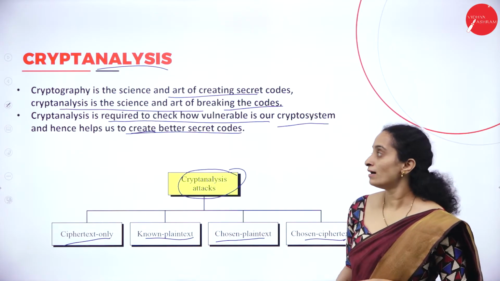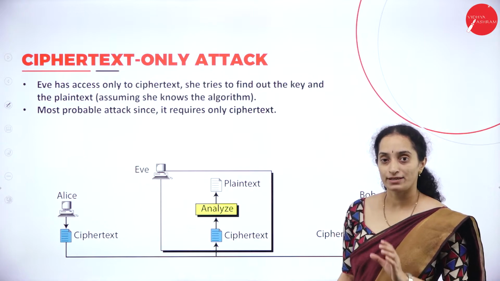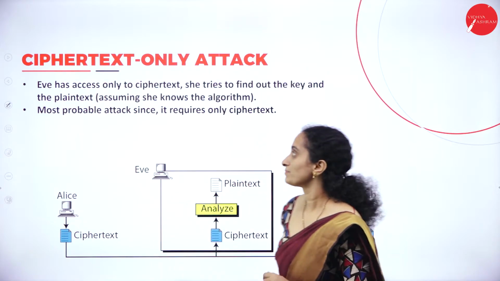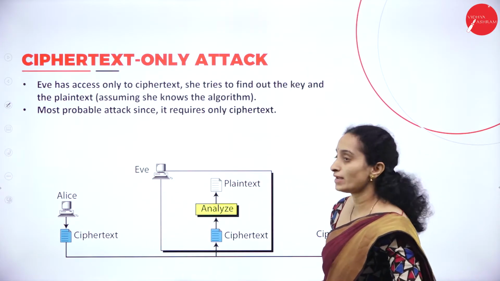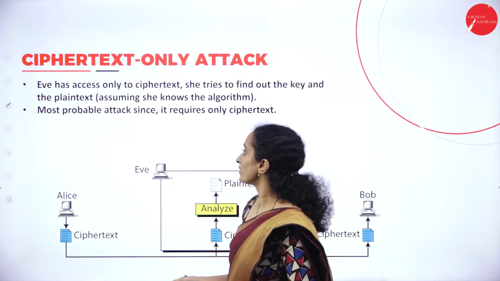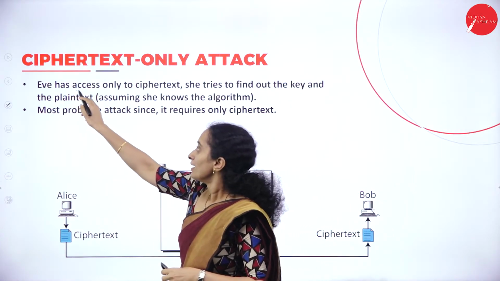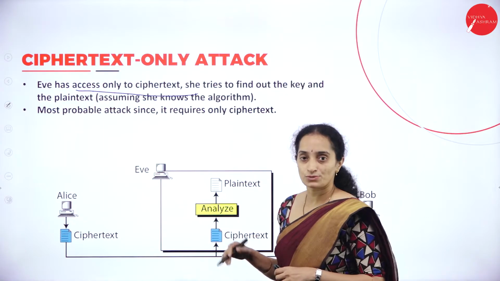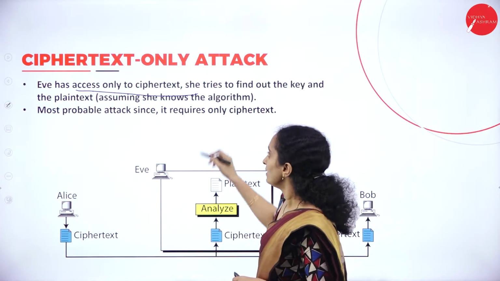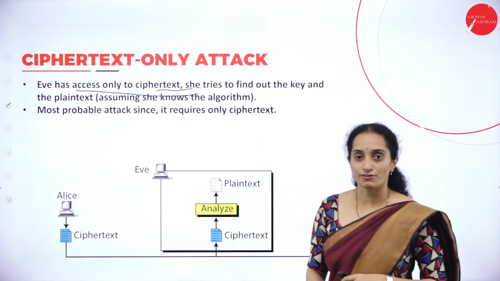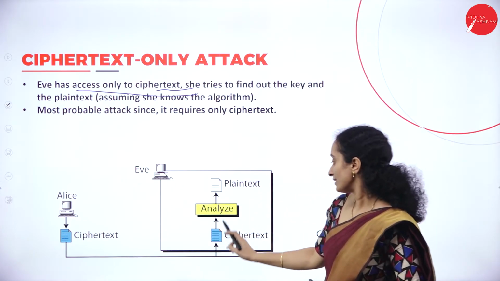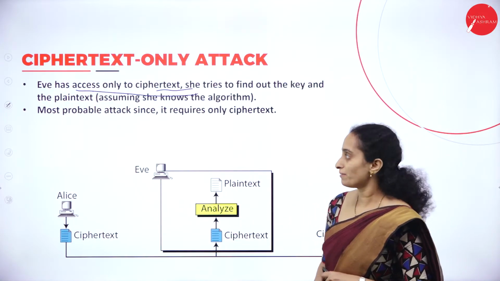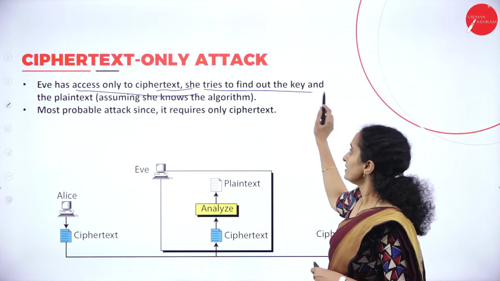How do you check for the vulnerability of a code using these four types? We'll be discussing that now. The first one is the ciphertext only attack. It assumes that Eve has access. Eve is an attacker, an intruder or an adversary. She has access only to the ciphertext, not the plaintext. She has got the ciphertext passing through a network path. She tries to find out the key.